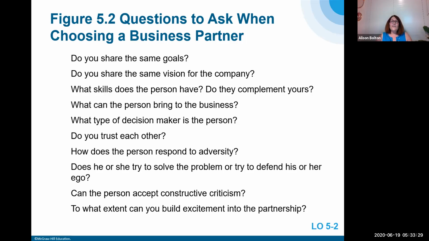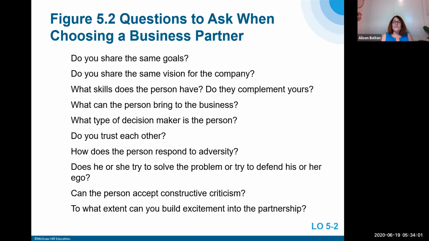Does he or she try to solve the problem or to defend his or her ego? And if ego is what it's all about, you're not going to get anywhere with the person. If they're constantly worried about how they look, and I'm not talking about physically, but with pride and abilities, you're going to spend more time trying to figure out how to make things work than you are to solve a problem. Nobody needs that. So pay attention to that one.